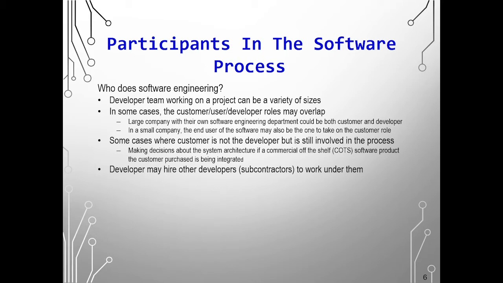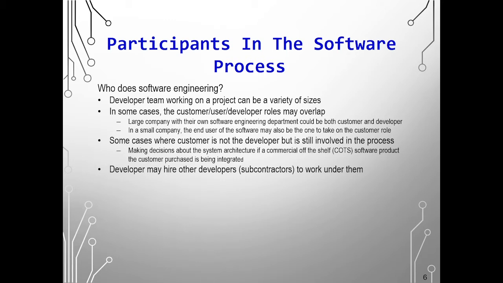Defining who actually does software engineering can be complex. Developer teams working on the project can be a variety of sizes. The customer, user, and developer roles can sometimes overlap. For example, a large company with their own software engineering department may develop their own software, combining the customer and developer roles. Or, in a small company, the end user of the software may directly negotiate with and hire the engineering firm, combining the user and customer roles.